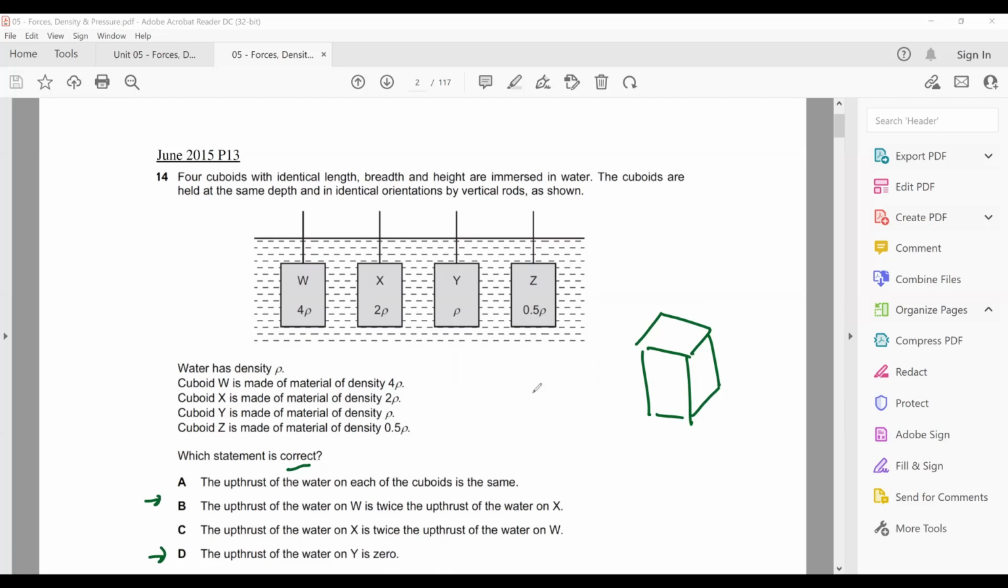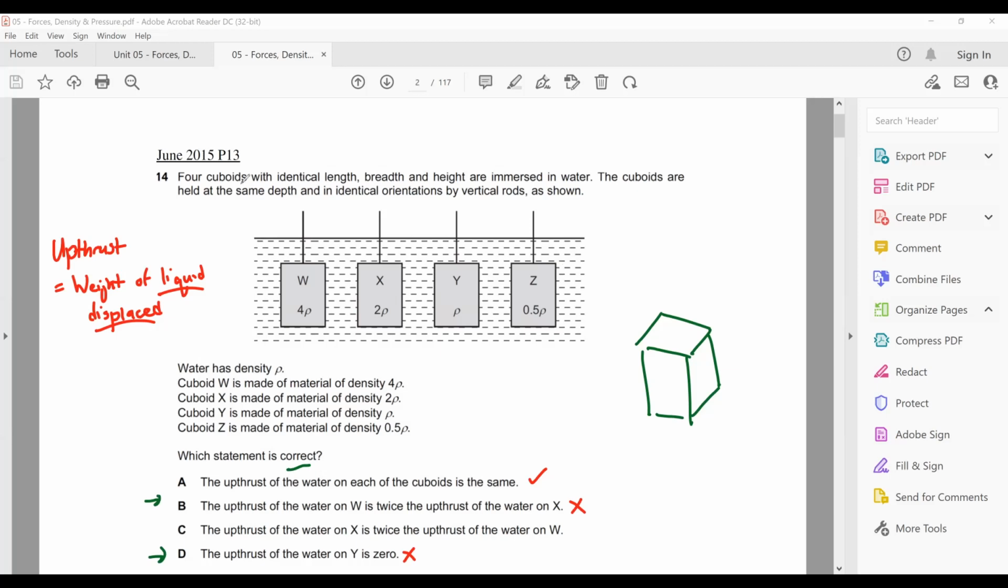Either B or D, this one is wrong. The correct answer is A. Right, that's why I told you. Remember what I mentioned to you about upthrust? Upthrust is the weight of liquid displaced. Weight of liquid displaced.